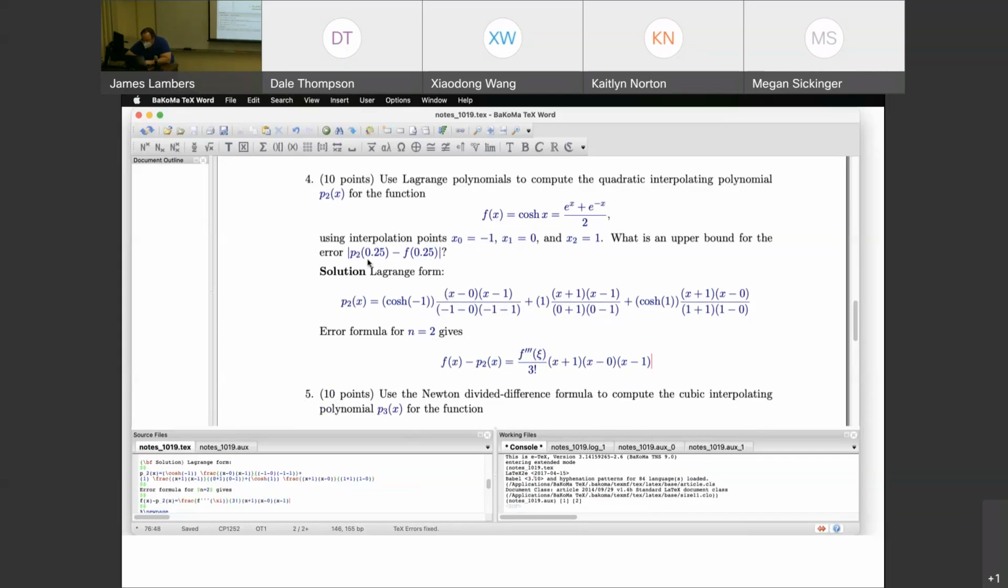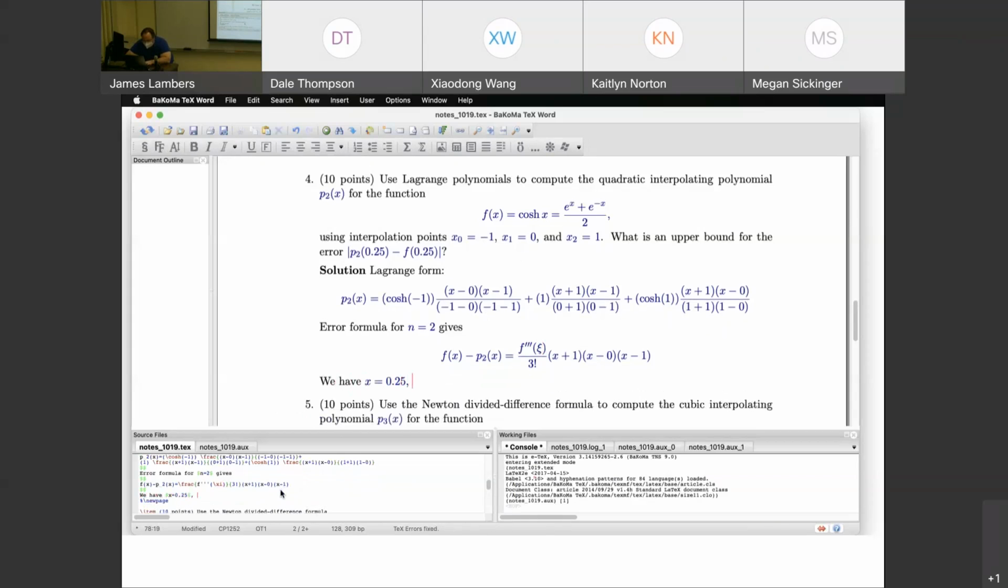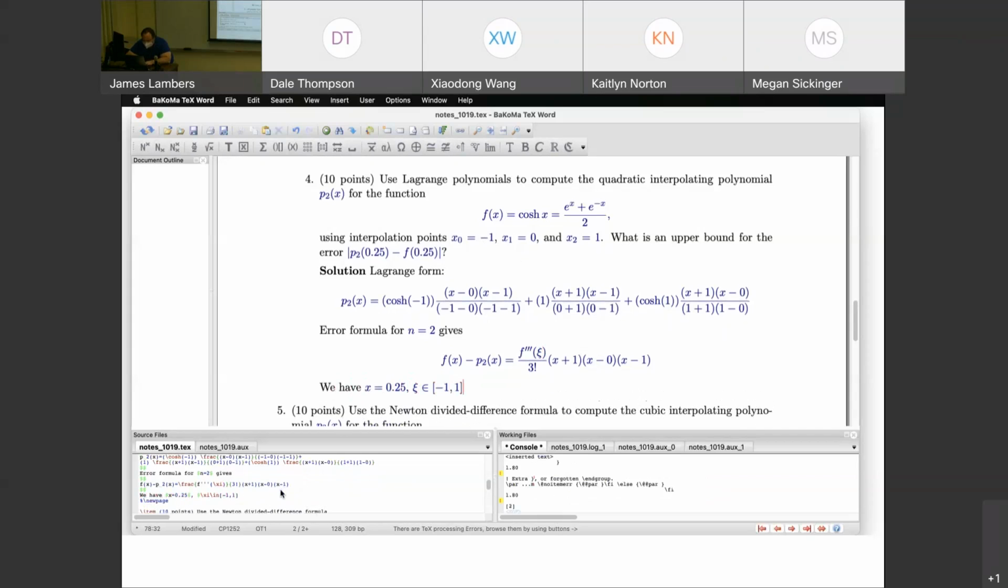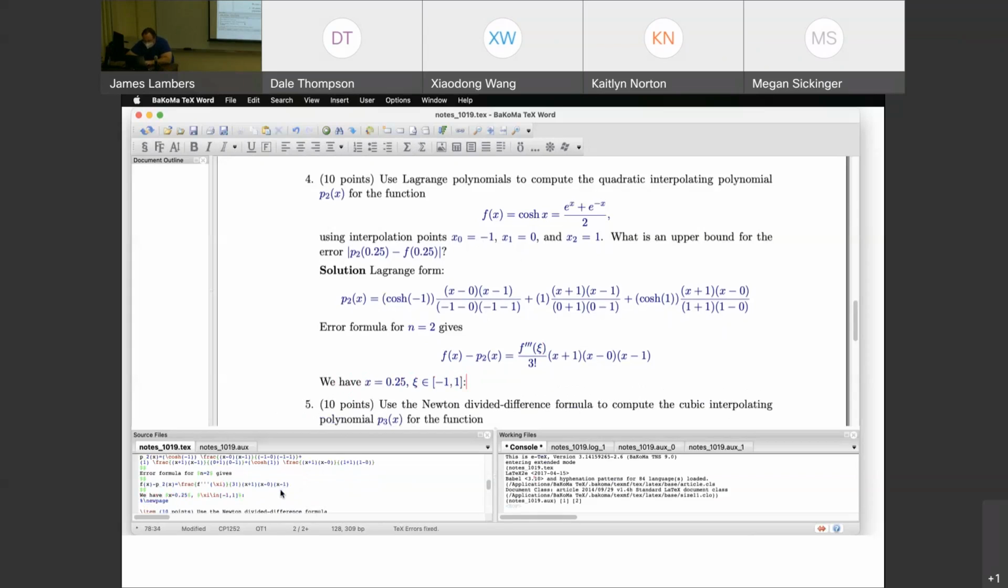Now, we want the bound on the error at 0.25. And I feel it should have been clear, using the error formula, not simply computing the actual error at 0.25, for which I gave partial credit. Now, the value of x being 0.25 is only substituted in here. This point is unknown. The only thing we know about it is that it lies in the interval containing the interpolation points, so it's between -1 and 1. So x is 0.25. And c is some point in -1 to 1.